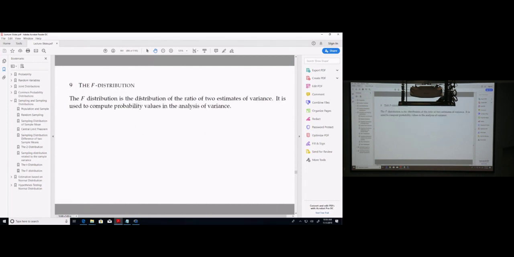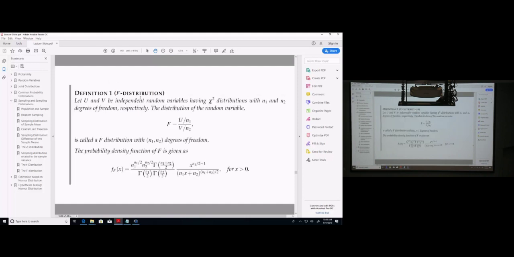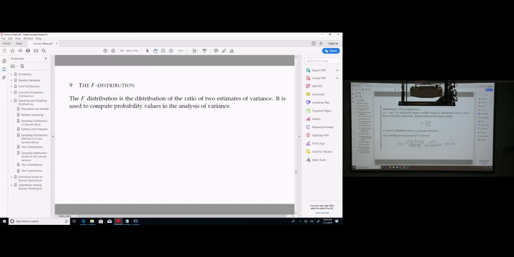So this is where the thinking comes about. The F distribution is the distribution of the ratio of two estimates of variance. It is used to compute probability values in the analysis of variance, something that I think we are not going to do. The analysis of variance, called ANOVA, A-N-O-V-A, you come across this term very often.